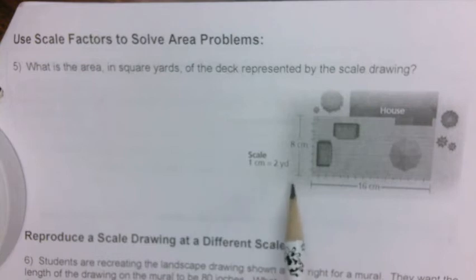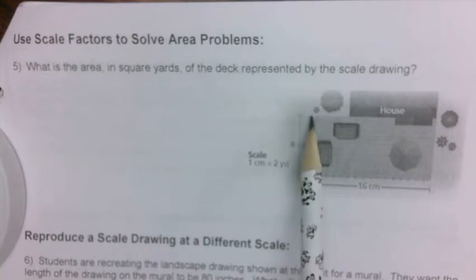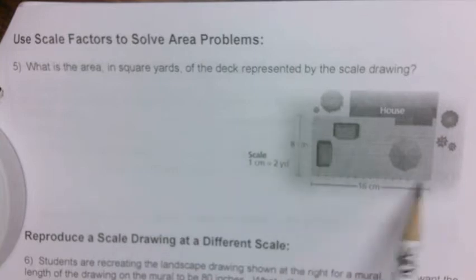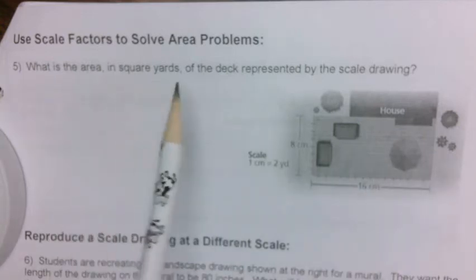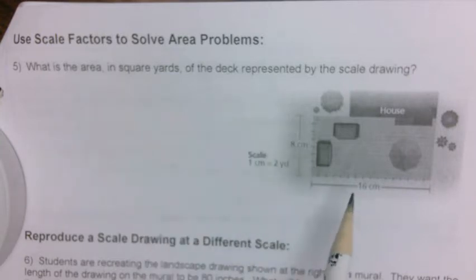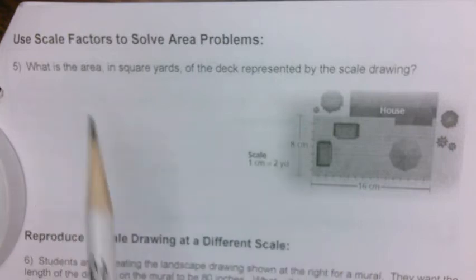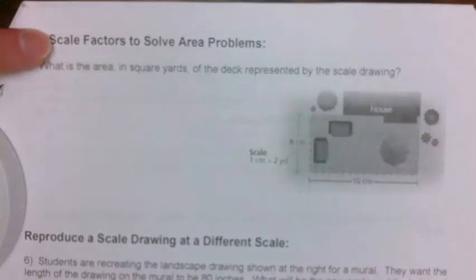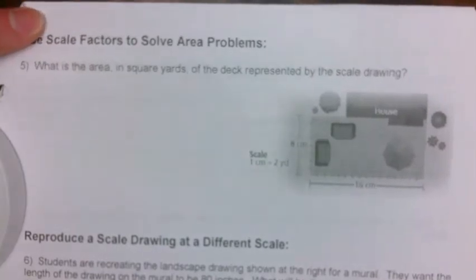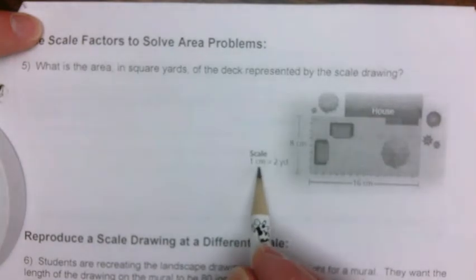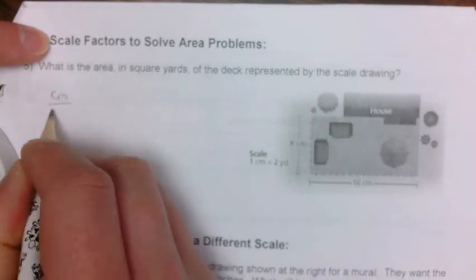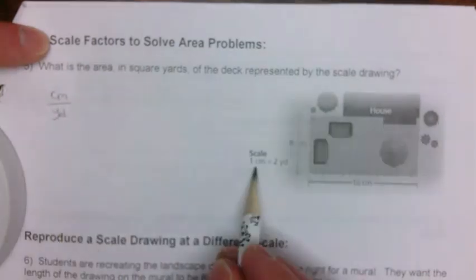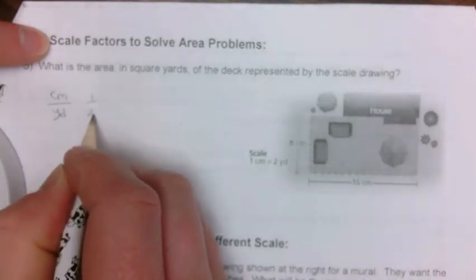We can also see the measurements here. Okay, it's 8 centimeters from this corner to this corner, and it's 16 centimeters from this corner to this corner. They want to know what is the area in square yards. Okay, well, right now the measurements are in centimeters. We need to convert these into yards first before we can figure out what the area is going to be. So remember, when we set up our ratios, it's always the scale over the actual distance. The scale this time is being measured in centimeters and yards. So let's set this up as centimeters over yards. And they tell us that 1 centimeter corresponds to 2 yards.